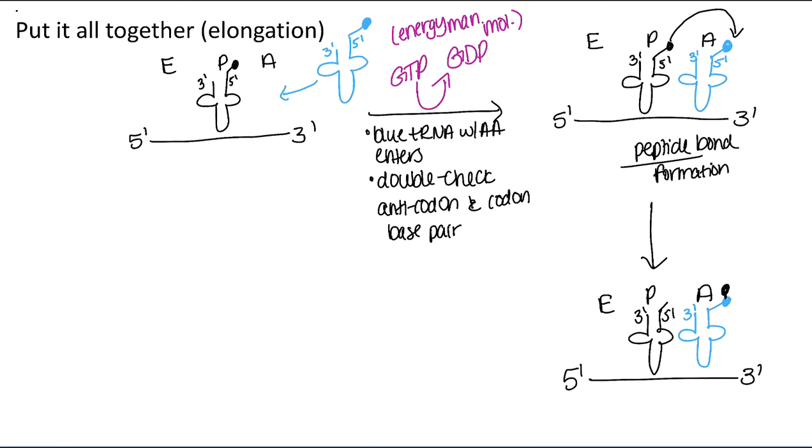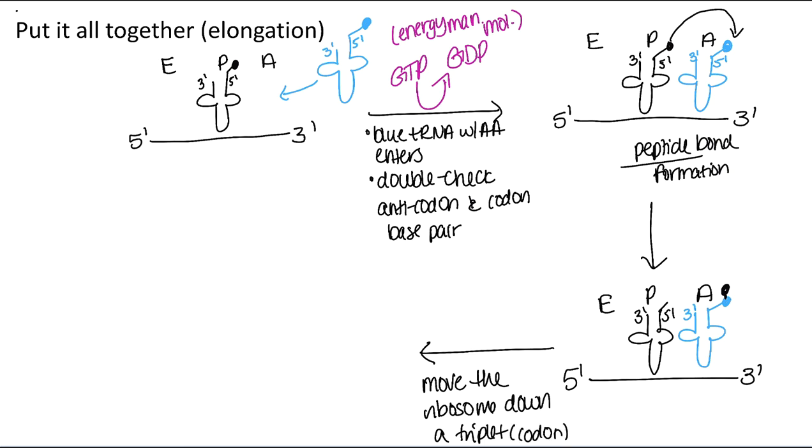Now we have to have a shift, right? If the A site is where tRNAs come in, well, that A site is not empty. So the next step that happens is we move the ribosome down a triplet, and our triplet, of course, is our codon. So literally the entire ribosome shifts down. And this takes energy. During this, we're going to use a molecule of GTP to shift that ribosome down.